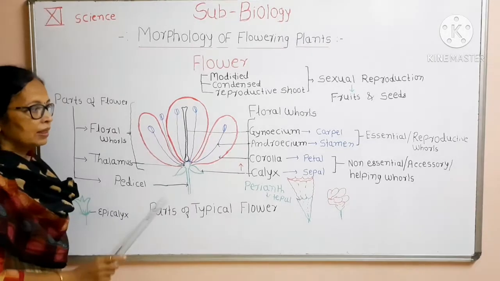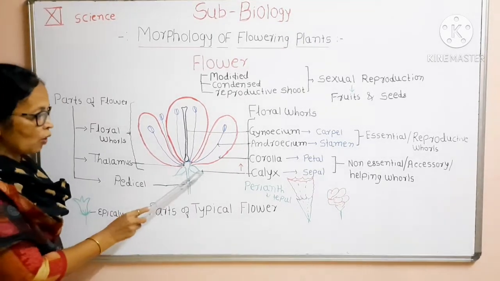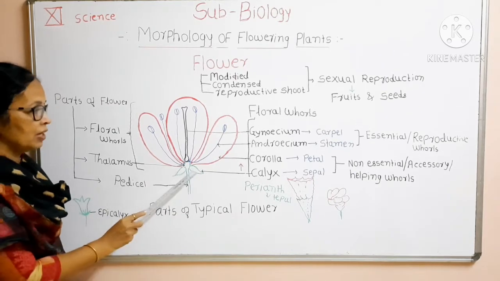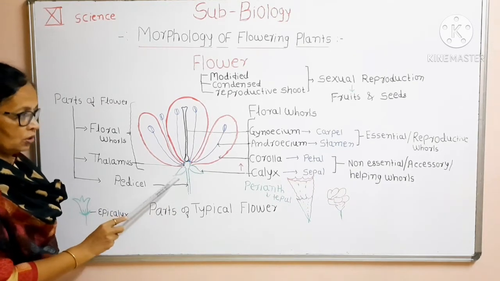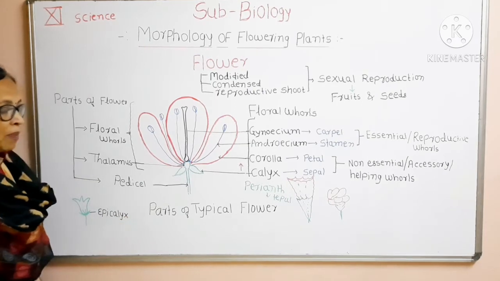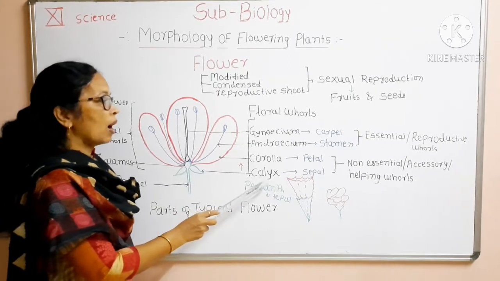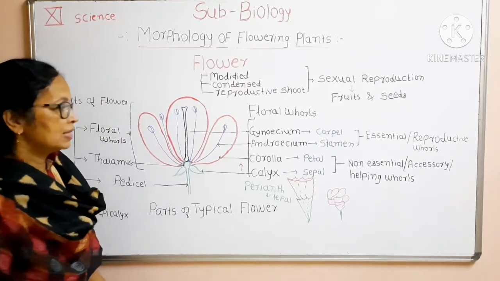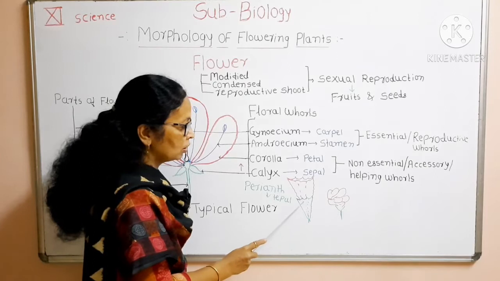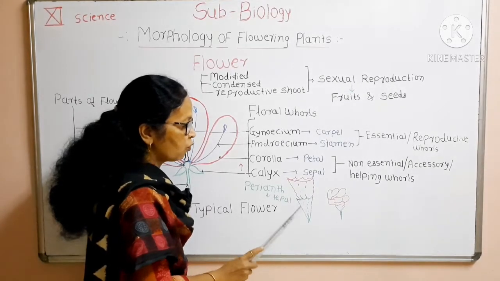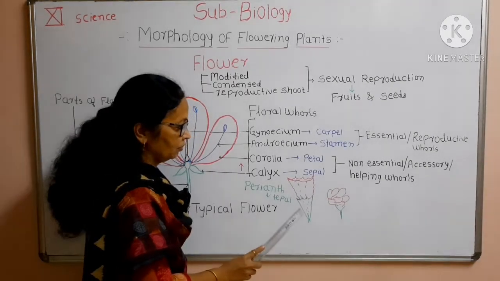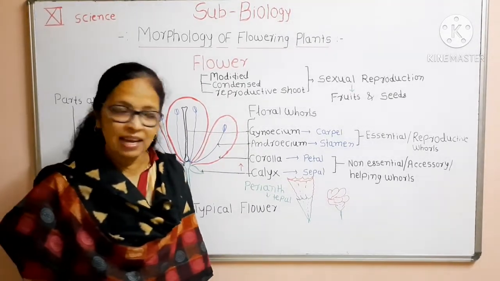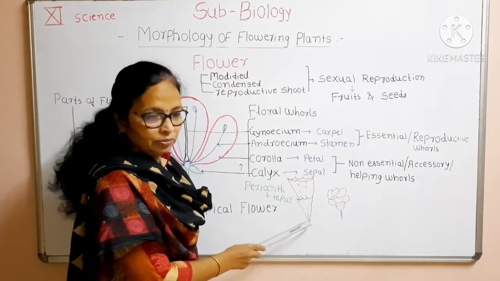When these sepals are free from each other, means not joined to each other, for example the rose, then such type of calyx is called a polysepalous calyx. And when the sepals are united, joined together and form a conical structure, then such type of calyx is called a gamosepalous calyx. Example, the datura.